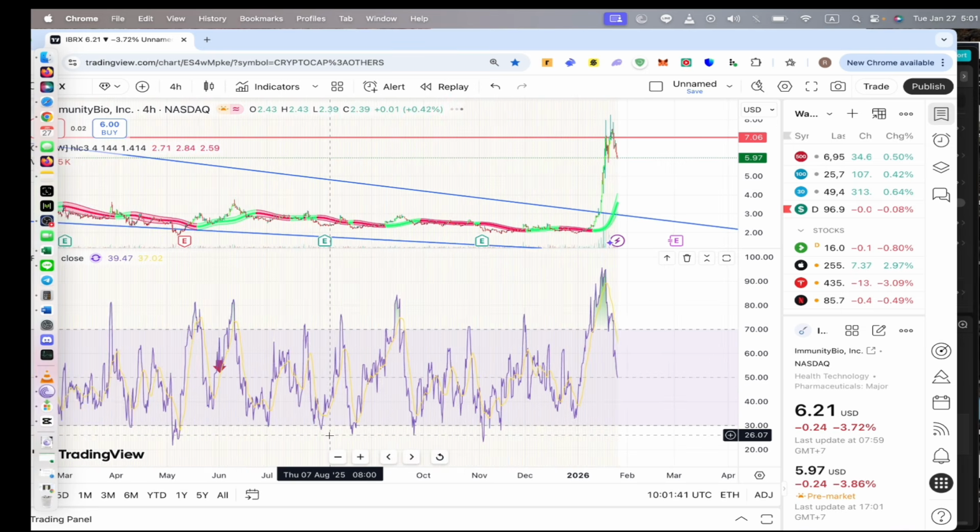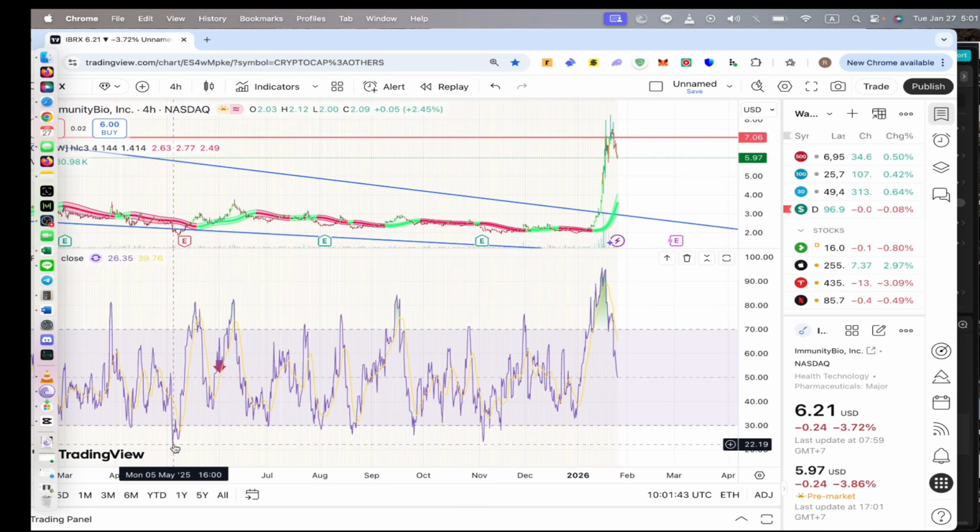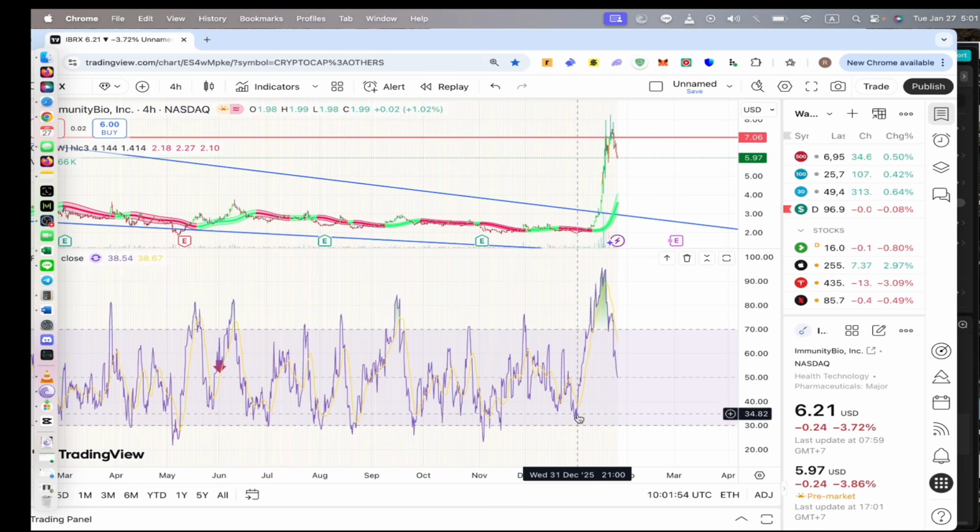I'm a buyer because I look at history. When it hits 22 here, is that a buy? Yeah. Why is it a buy? Because it goes back up to 80. Buy low, sell high. Again, if it comes down to 30, we're not panicking. We're looking for entries.